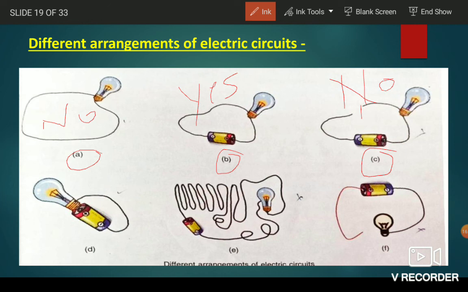In picture D, yes, the circuit is completed. In picture E, no. Why? Because if we see carefully, you will find that one end of the wire is connected to the glass cover of the bulb, not to the terminal of the bulb. And that's why the bulb will not glow. In picture F, no, the bulb will not glow because the circuit is not completed.